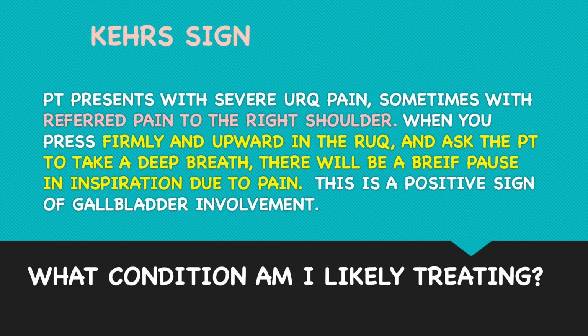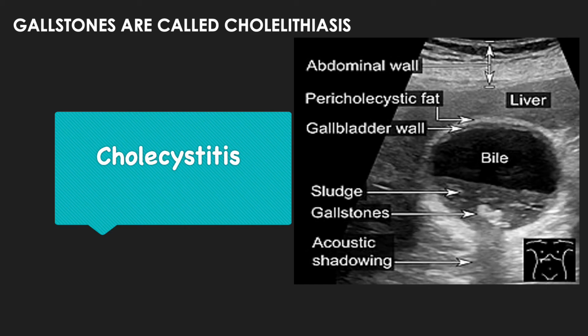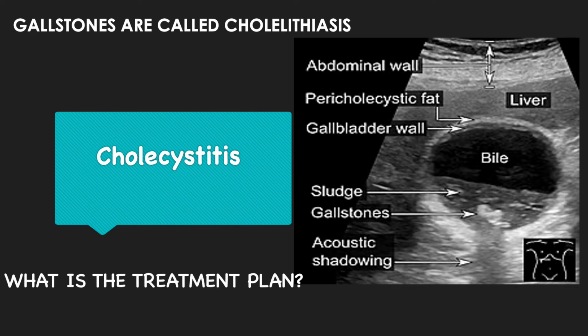Remember that the pain with inspiration is called a Murphy's sign. What condition am I likely treating? I know I did just give you the answer there with a Murphy's sign. This is when you would be dealing with cholecystitis, which is inflammation of your gallbladder. You could also have gallbladder stones, which is a picture that I found here. You can see the stones in there. You could also see the darkened part is the bile, and it fits right up underneath your liver, just like a puzzle piece. So what is the treatment plan for this patient?